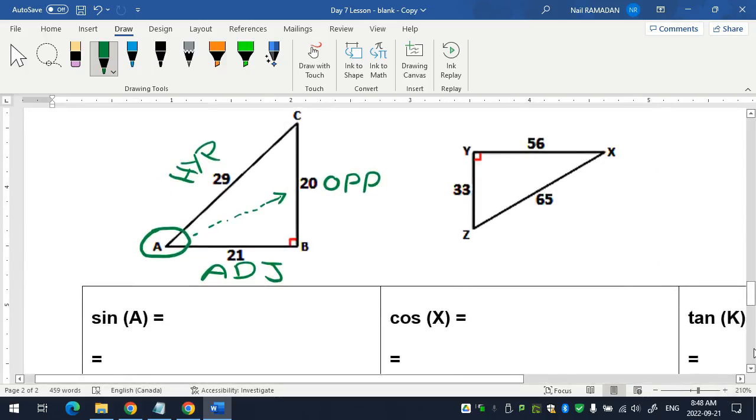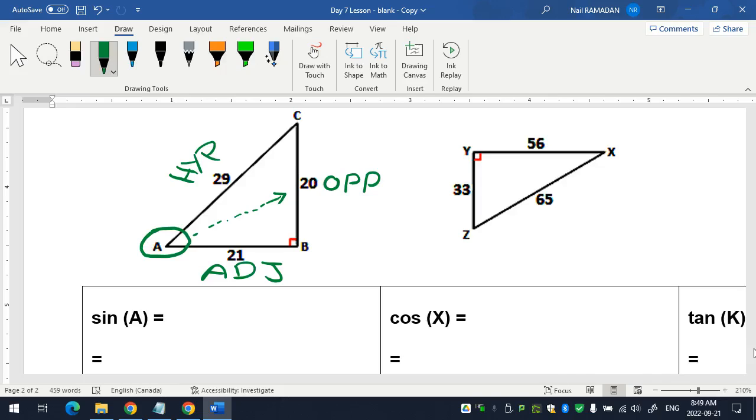So far, we're just labeling. Okay? We're setting the scene. Which one am I asking you to use here? Sine or cosine or tan for A? Sine. Okay, now let's review our trigonometry.